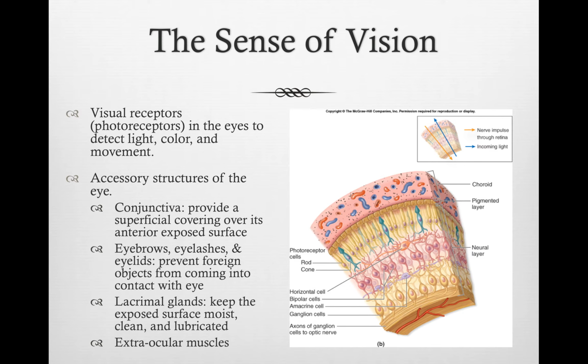The lacrimal glands are there to keep the eyes moist, keep the exposed surface of the eyes moist, clean and lubricated. So the lacrimal glands are the same glands that allow you to cry. And the fluid that they produce has a great deal of dissolved molecules in them that help keep it generally moist, but also help keep it clean, help keep it from getting infected.